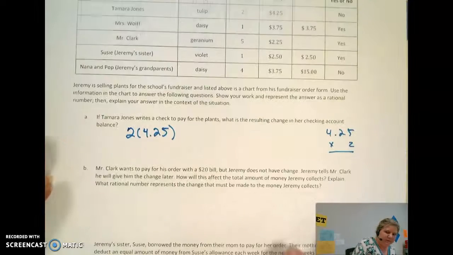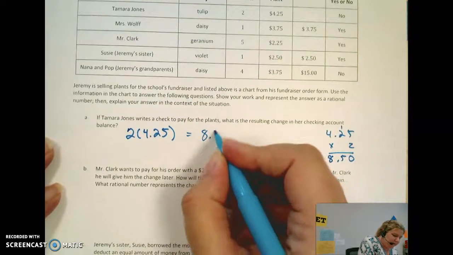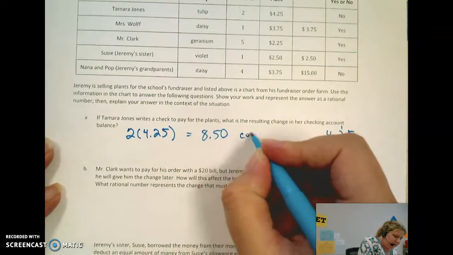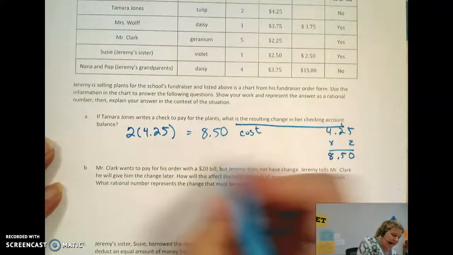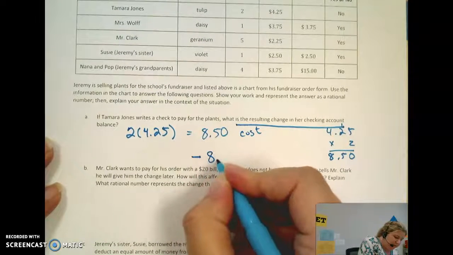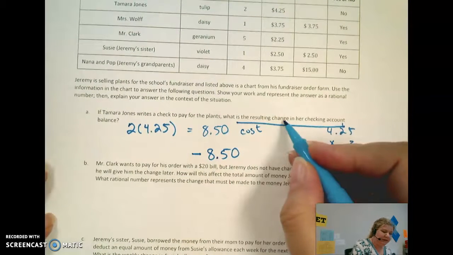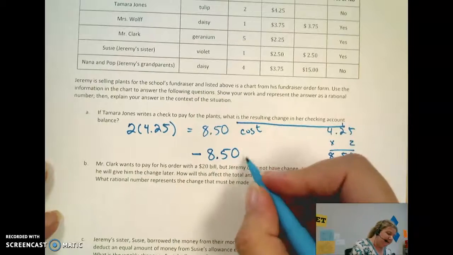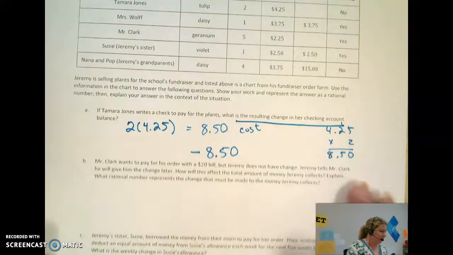Side work, let's get that up. So it looks like the $8.50 is the cost. So in her checking account, she would be spending $8.50. So remember, change can be positive or negative, and it's that because she's spending $8.50.